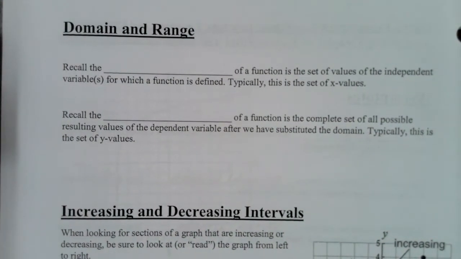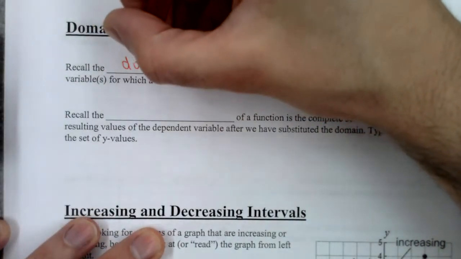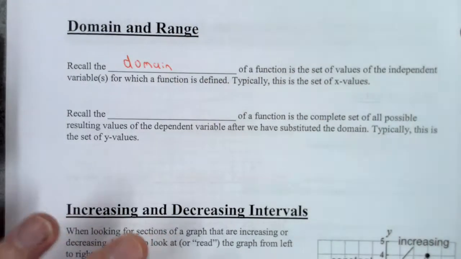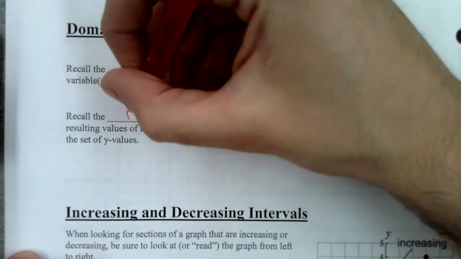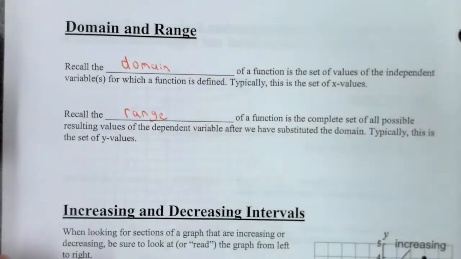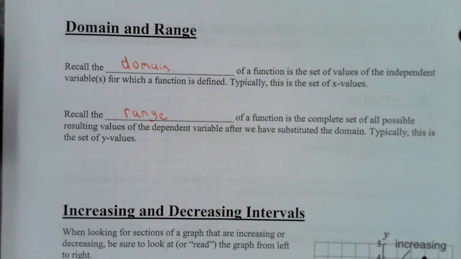This next page should be all review. Recall that the domain of a function is the set of values of the independent variables for which the function is defined. Typically, this is the set of x values. And recall the range of a function is the complete set of all possible resulting values of the dependent variable after we have substituted the domain. Typically, this is a set of y values.